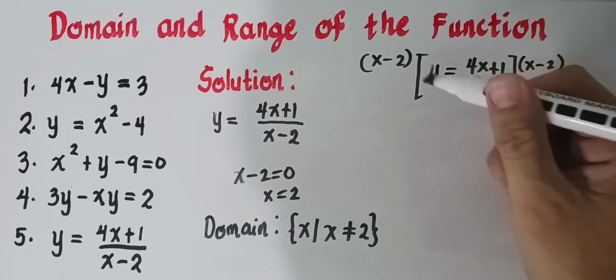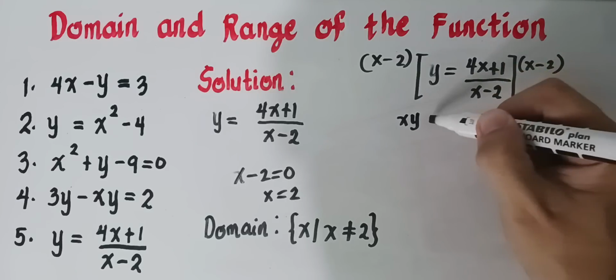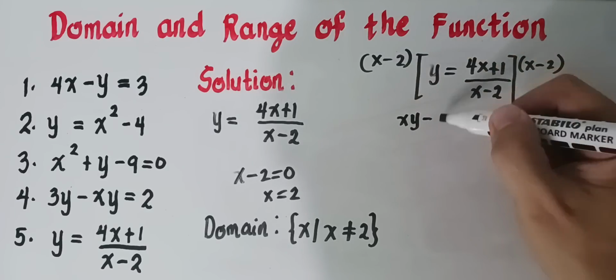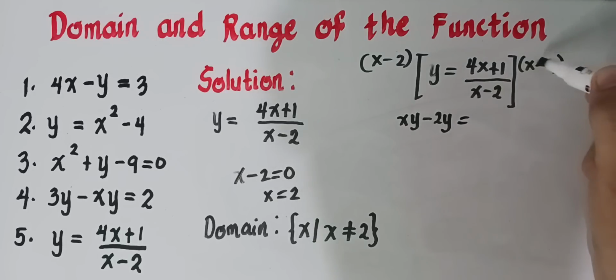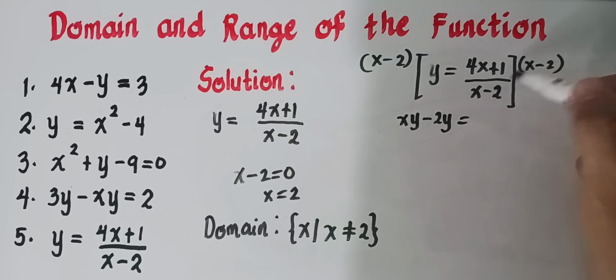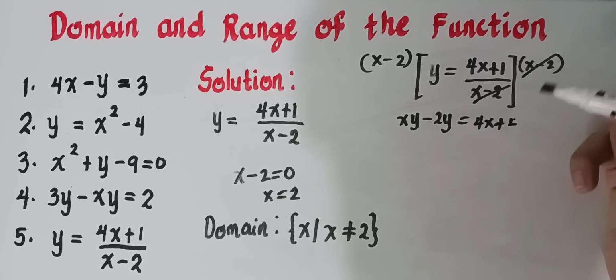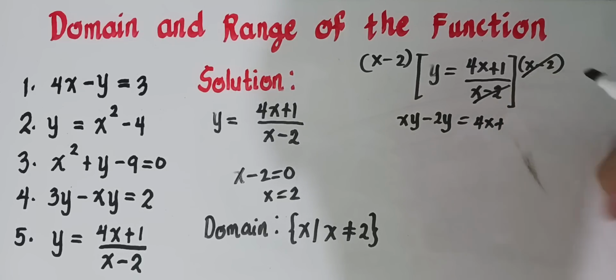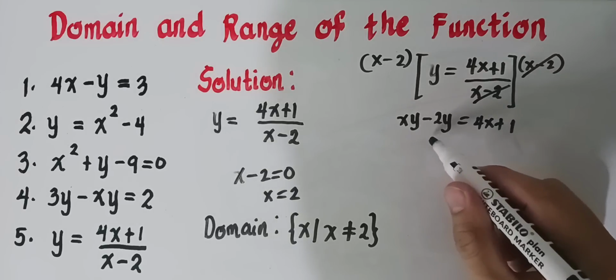X times y is xy, minus negative 2 times y is negative 2y equals, multiply mo rito, divide mo rito, or cancel na lang to. We left by 4x plus 1. Yan. And then, solve natin. So, dito, meron ba kayo napansin?